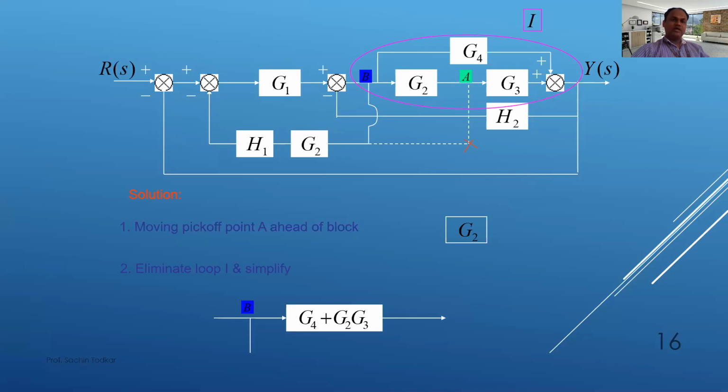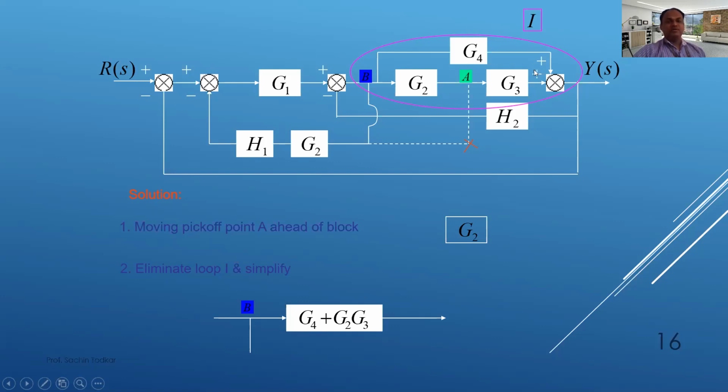So I'm going to shift this takeoff point to this side. When we shift to the right side, we have to divide by that block. When we are shifting towards the left side, we multiply by that block or that gain function. So if I'm moving the takeoff point ahead of the block, that is, to the left side, then I'm going to multiply the feedback path with G2. So it will become H1 G2. And due to that, there will be simplification in this particular block, and G4 stays as it is, in parallel.